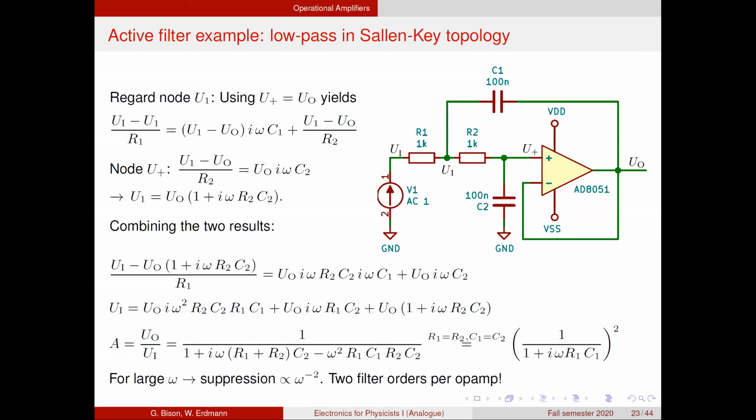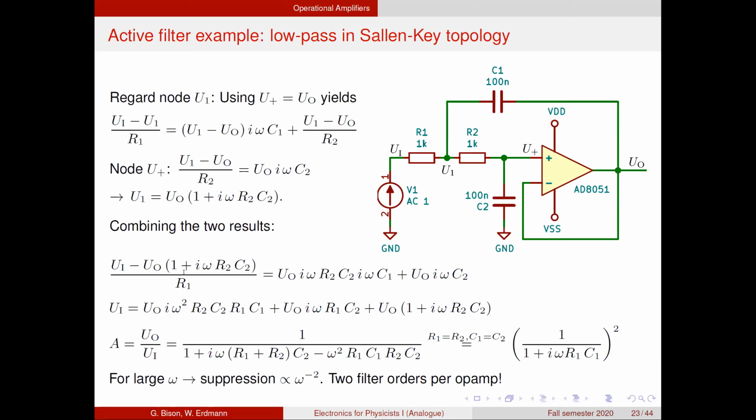Now we have a look at this node here. We know there's no current going into the amplifier, so the current through resistor 2 has to be equal to the current going through capacitor 2. That's what is written here. Using this expression, we can solve for voltage 1. Then we can replace voltage 1 in the first expression and arrive at this formula here.